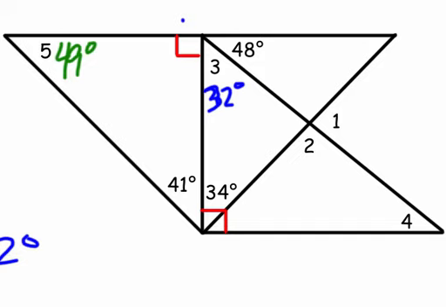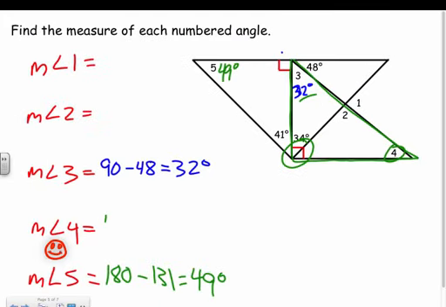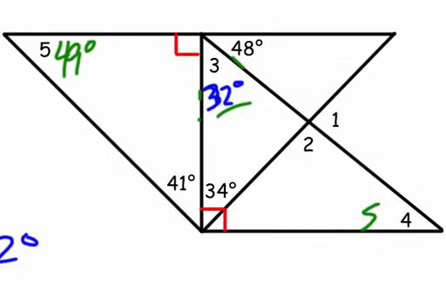Okay, now what else could I find if that's 32? Well, it's getting a little tougher now. If I think about this, here's a triangle. I know that I have 32, and I know that I have 90, which means I could find the measure of angle 4. Add that 90 and 32 and subtract it from 180. When I add 90 and 32, I get 122. So 180 minus 122 gives me 58 degrees. I'm going to go ahead and write that in there now. So angle 4 is 58 degrees.